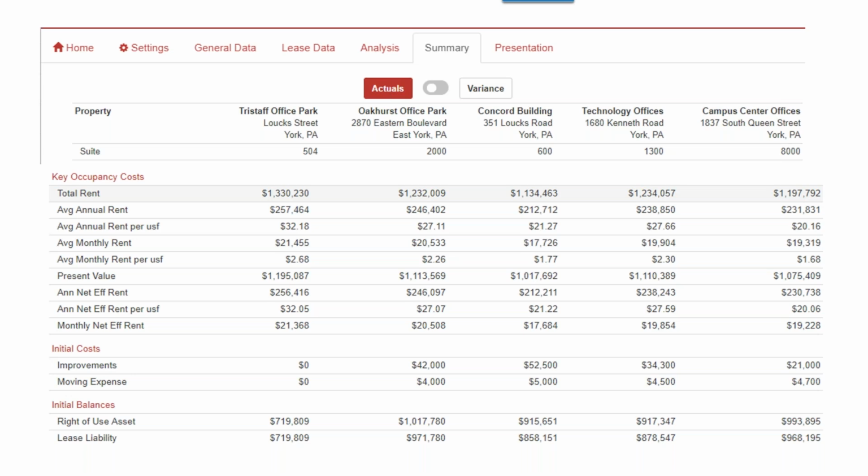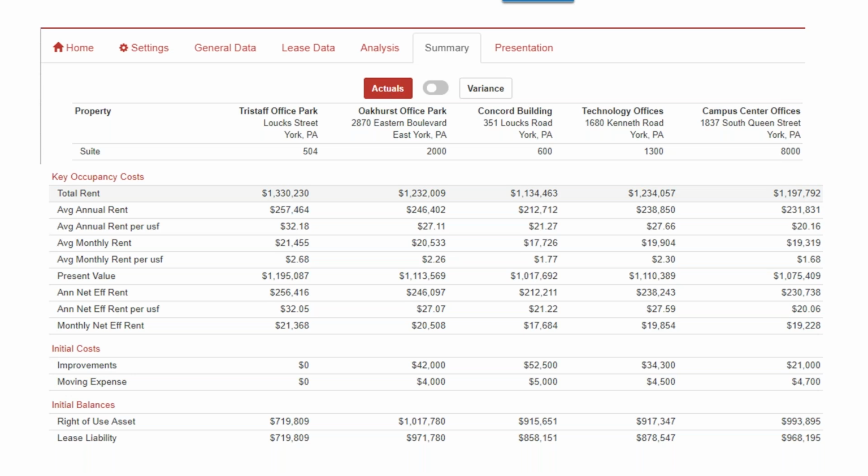York, PA. That's where I was born. Forgot that this was in York, PA. What else here? Actually, I was born in Lancaster, but grandparents were in York, PA, and we always visited there.